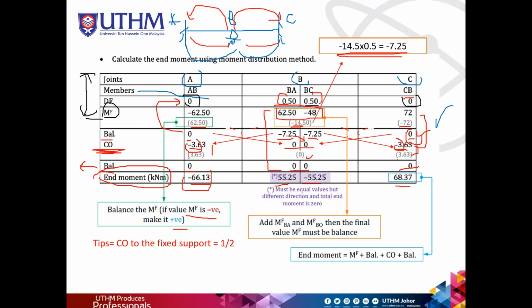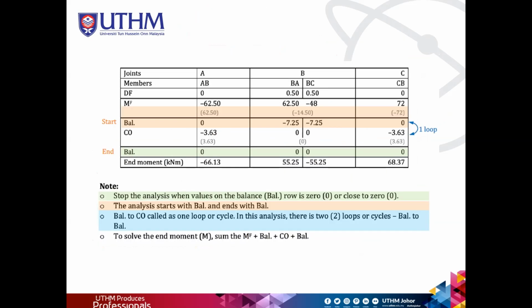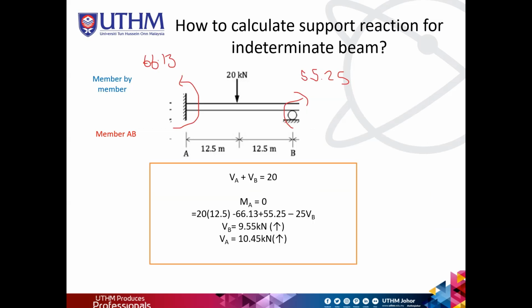From all these fixed end moments, you can now find the support reaction for each member, AB and BC. Okay, look at the next slide. This is when you write it in the proper way. This one is similar to the previous slide. How to calculate support reaction for an indeterminate beam?